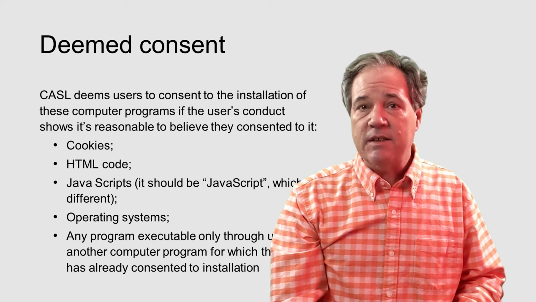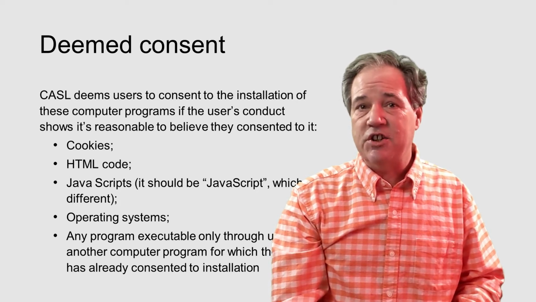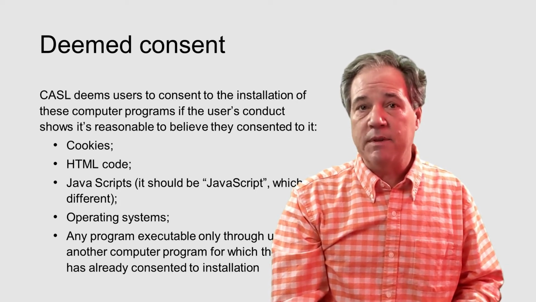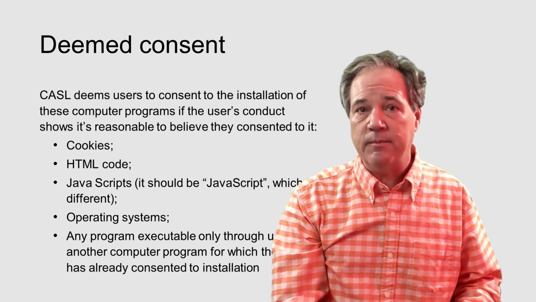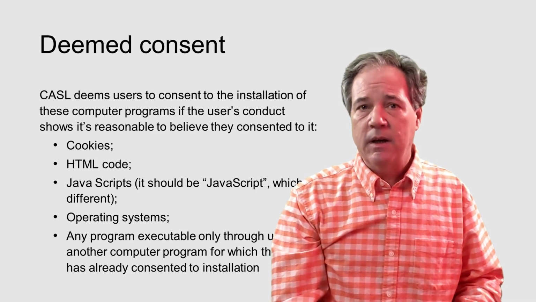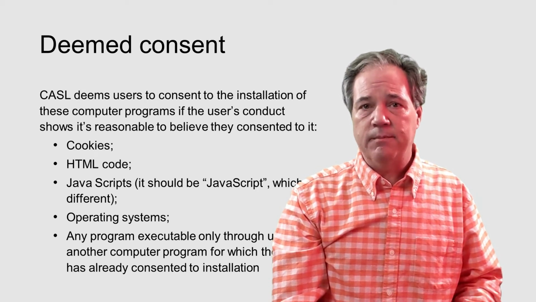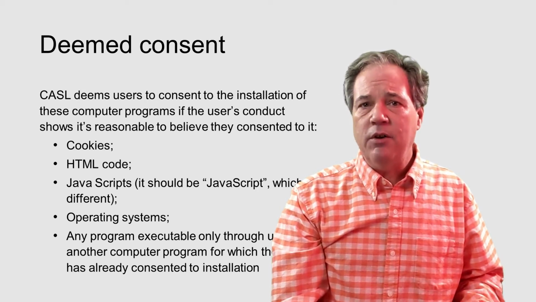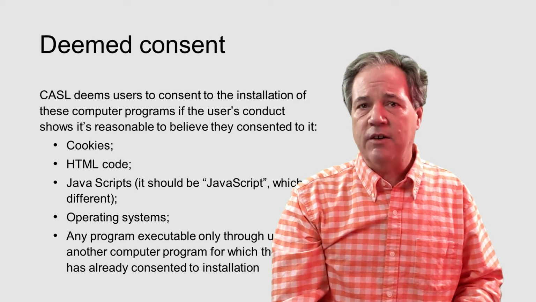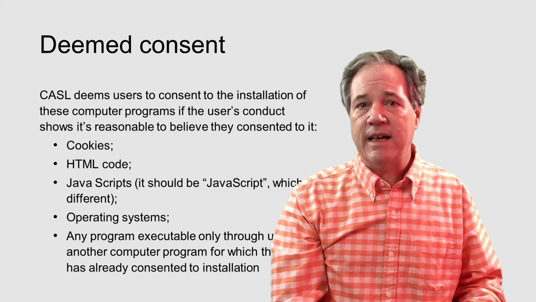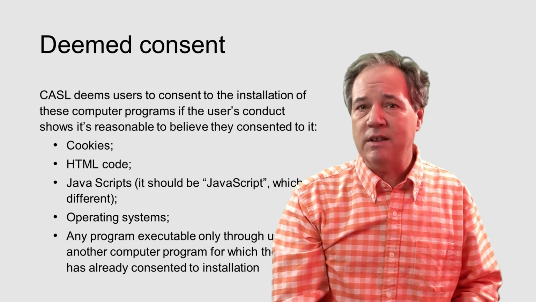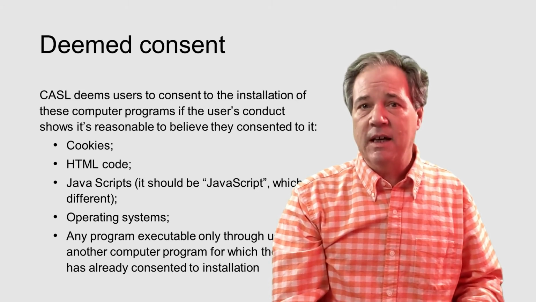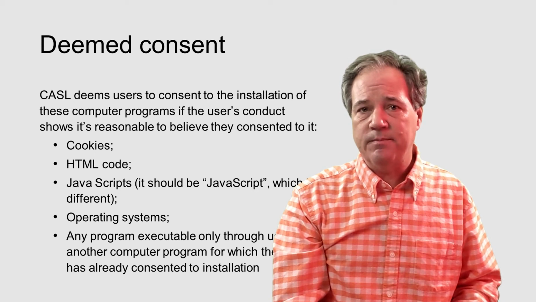For example, the law deems users to consent to the installation of the following list of computer programs if the user's conduct shows it is reasonable to believe that they consented to it. And it's a weird list. At the top of the list are cookies. To start with, anyone who knows what cookies are knows they are not computer programs. They are text files, and including them on this list tells me that the people who wrote this law may not know as much as you may hope about this subject.